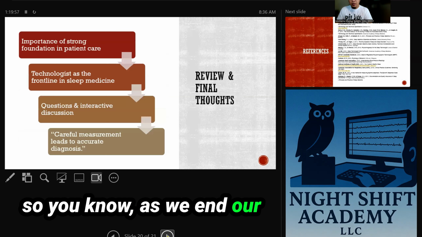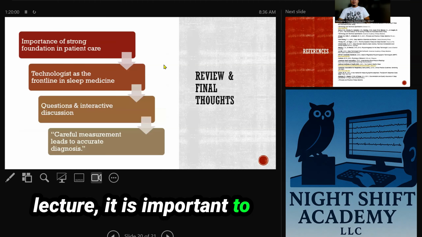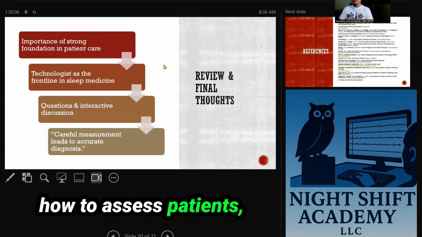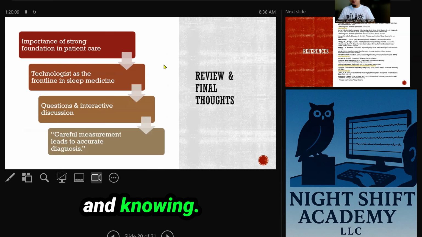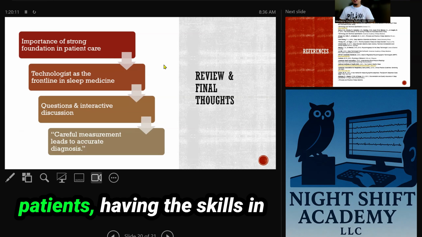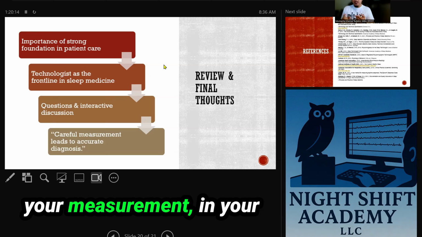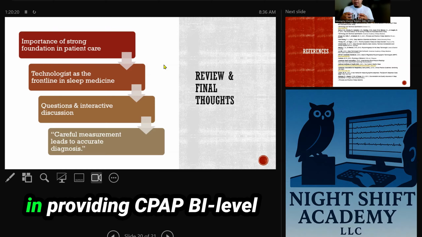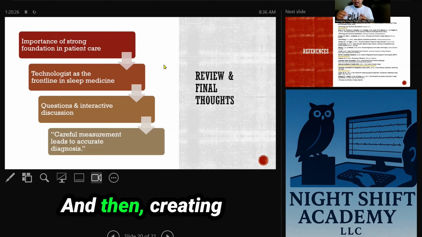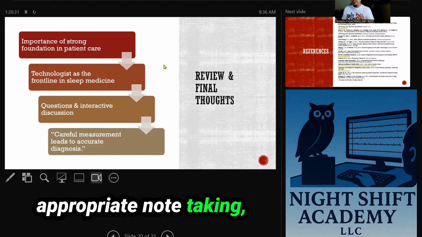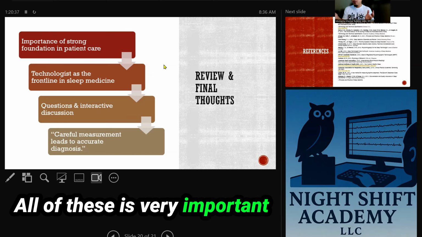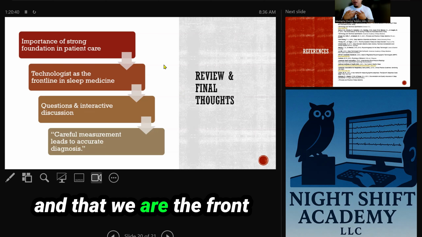As we end our lecture, it is important to remember that having this strong foundation on knowing how to assess patients, knowing the importance of documentation, and knowing how you interact appropriately with the patients, having the skills in your measurement, in your techniques with the sensor application, in your skills in providing CPAP bi-level titration to the patients, and then creating appropriate note-taking, whether it's on the patient's chart or on hand. All of these is very important because everything is legal, and that we are the front end.